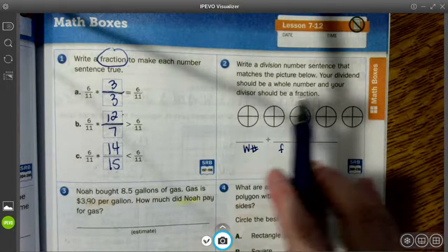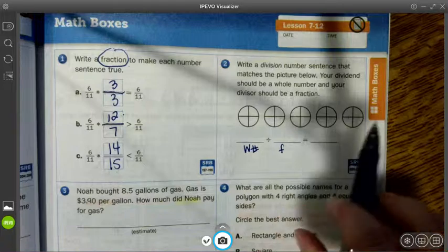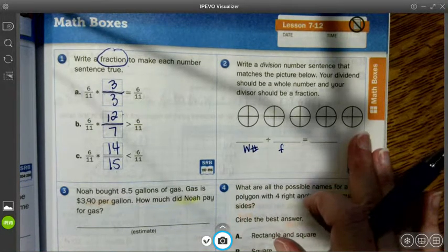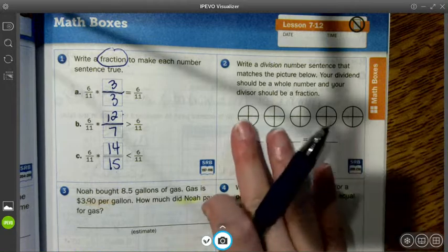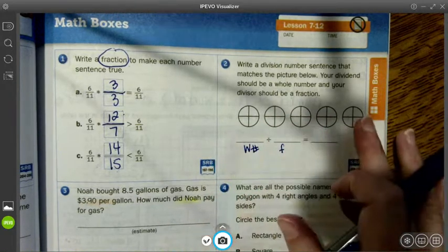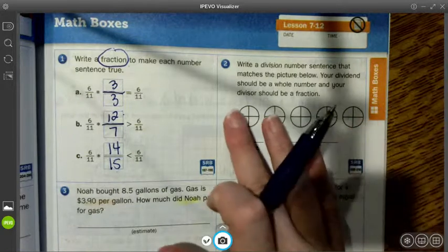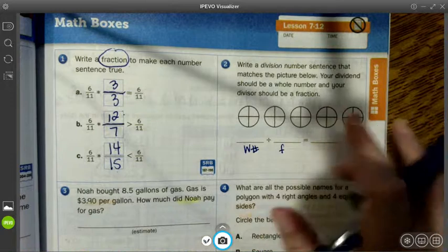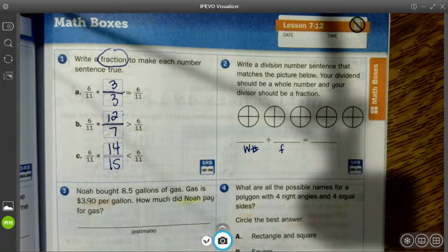So look at the model that they've given you. Okay, it's not wanting you to shade anything. It's not wanting you to make anything up, but look at what they've given you. What whole number do you see? And then how did they divide that whole number? Okay, and then think of what the solution would be. How many pieces do you have left at the end? So take a second to pause the video if you need to and see if you can figure that out.